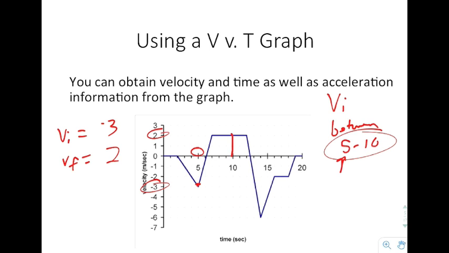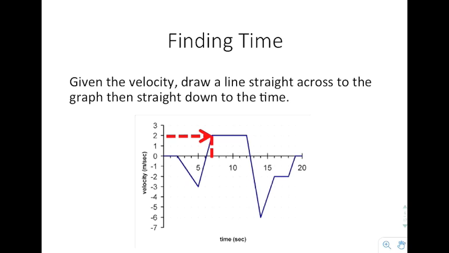So I could say the initial velocity is minus 3, and the final velocity is 2 for this time frame. Now, if I wanted to look at the graph overall, it'd be something a little bit more difficult, and you can see that here. You actually go to the particular time. In this case, I went to 7 seconds. I drew a line straight up, then I drew a line straight across, and I find out that the velocity was 2 at 7 seconds.